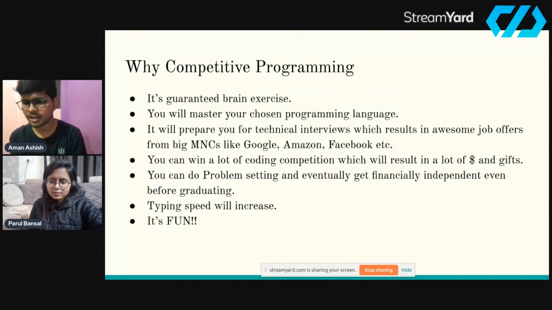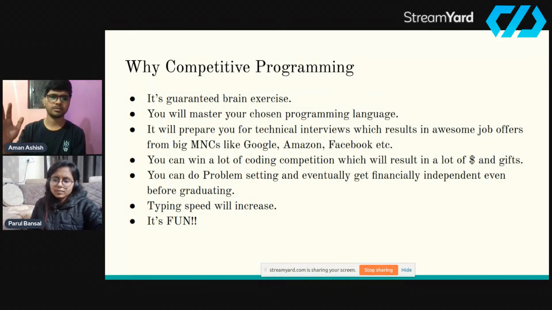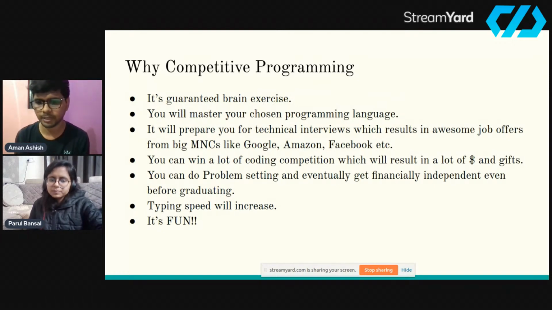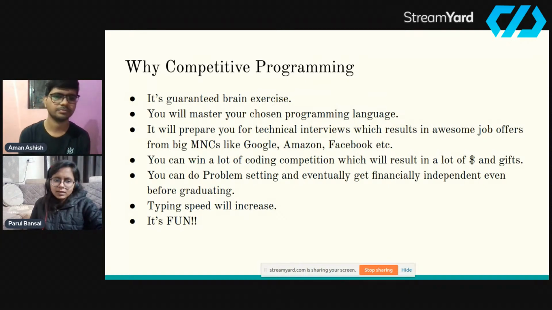As I can see in the chat, CP and development, we will come to that later. But trust me, you might be working on small personal projects, but when you go to the industry level, there will be much bigger problems to solve. I think the problem solving ability which competitive coding gives us is really helpful for development. We'll get to that point later. Parul, you can move forward.